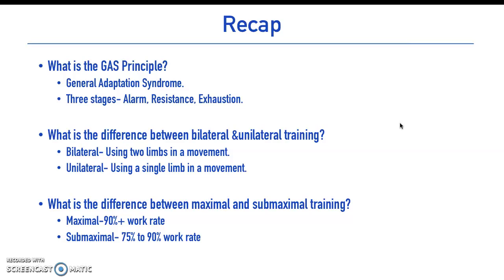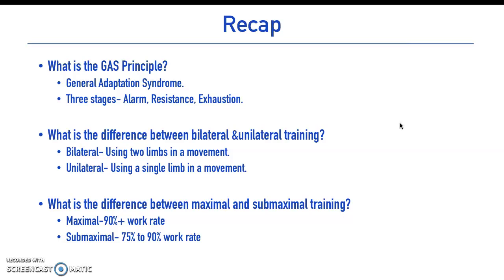Our second question that we looked at last week is, what was the difference between bilateral and unilateral training? So remember, bilateral, we're using 2 limbs in a particular movement, and unilateral, complete opposite, we're using a single limb within a movement. And the last one was, what is the difference between maximal and sub-maximal training?